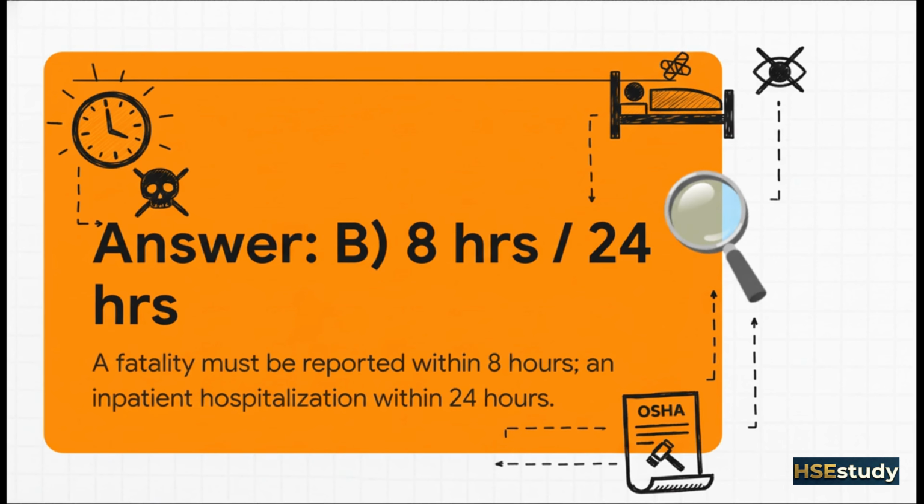You must report a fatality within 8 hours. And you must report an inpatient hospitalization, amputation, or loss of an eye within 24 hours. These are incredibly strict deadlines found in 29 CFR 1904.39, and they are crucial to remember.